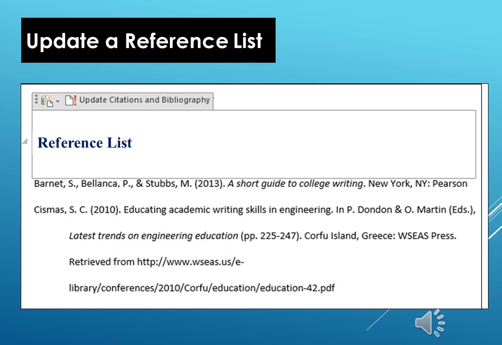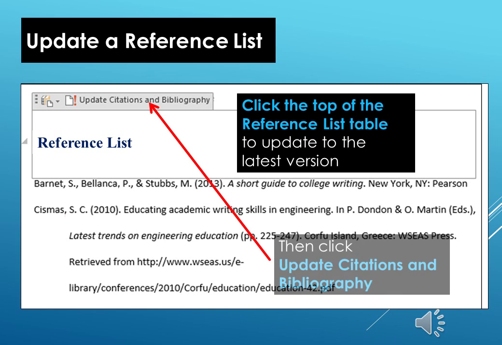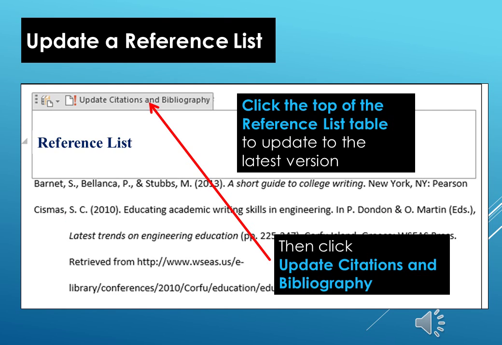If you add extra sources or edit a source after you create your reference list, you can update the list. Click the top of the reference list table and select the Update Citations and Bibliography option.